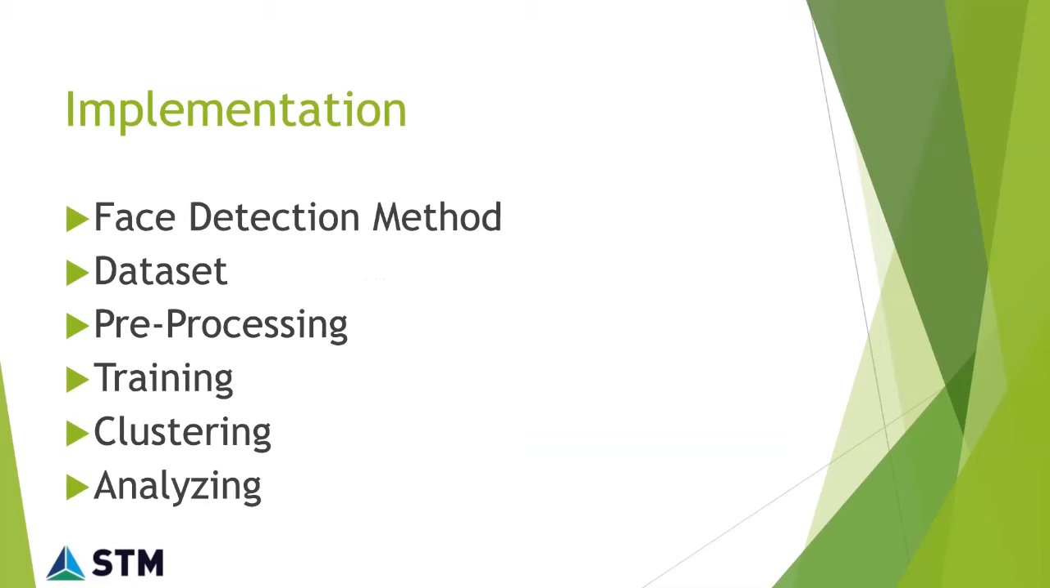Now I will talk about how we implemented our project. It is implemented in six steps. The first step is that the face detection method is chosen and implemented. Then the data set is obtained. Then the data set goes through a pre-processing phase. Then the model is trained, and the data is clustered, and finally the data is analyzed.